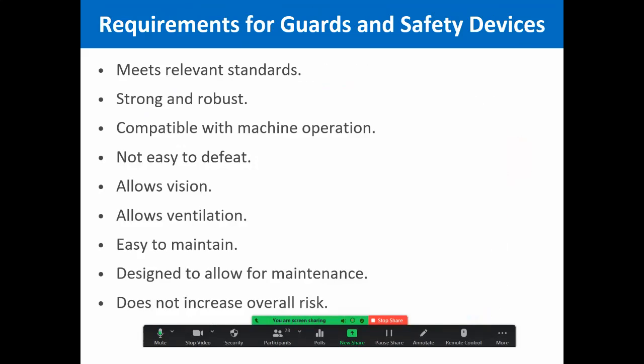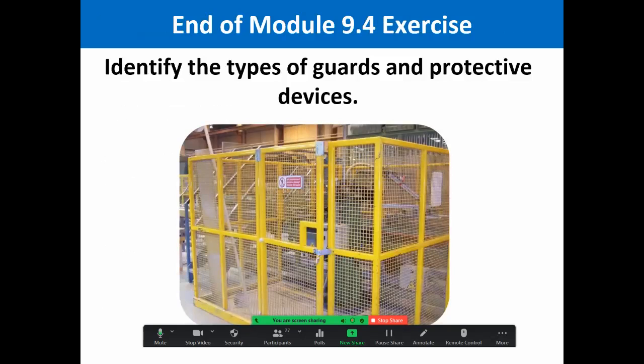Okay, requirements for guards and safety devices are very, very important. There are a lot of standards regarding them. The guards, obviously, should be strong and robust, compatible with the machine operation, allow vision, ventilation, and maintenance, and they should not increase the overall risk as well. Okay, identify these types of guards and protective devices. What type of guard is this? This is a fixed guard. A fixed guard prevents access.